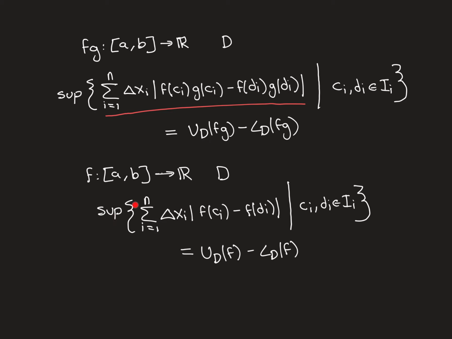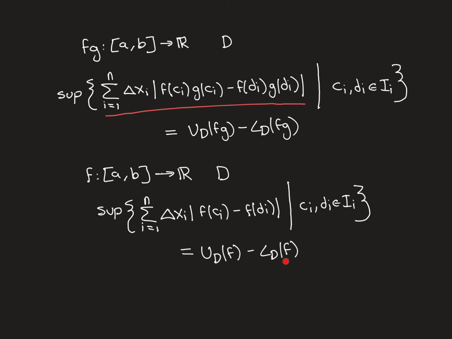Well, it becomes the supremum of the set of all the sums. Now the sums become a lot simpler. We've got the sum from i equals 1 to n, delta xi, that bit remains the same, but now modulus, and of course we want the function evaluated at ci minus the function evaluated at di, but now the function is written simpler. It's just f of ci minus f of di. So that's what these sums simplify down to when we're expressing the function more simply. Of course, ci and di are still allowed to vary over any value in the relevant subinterval.